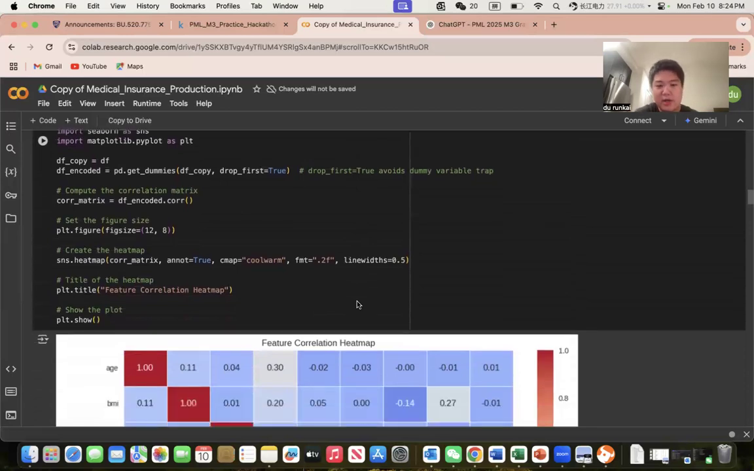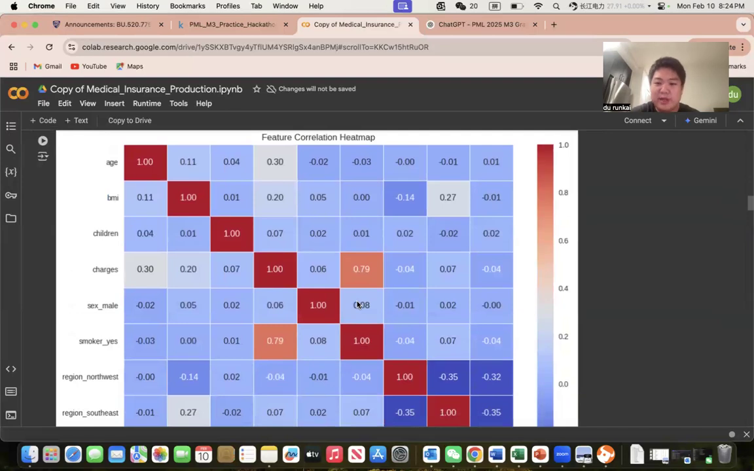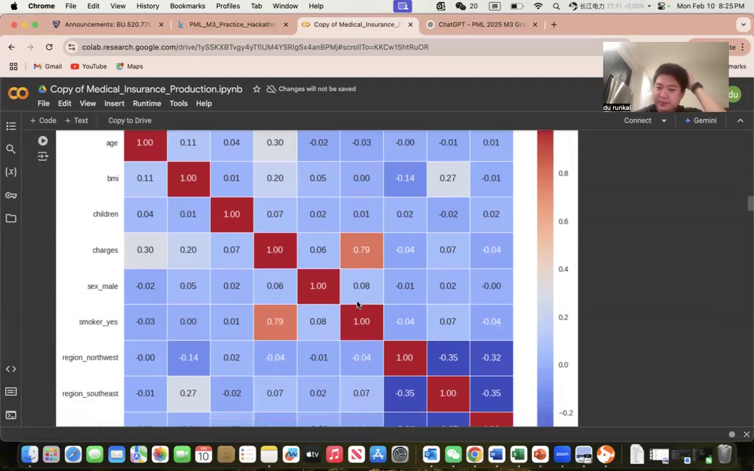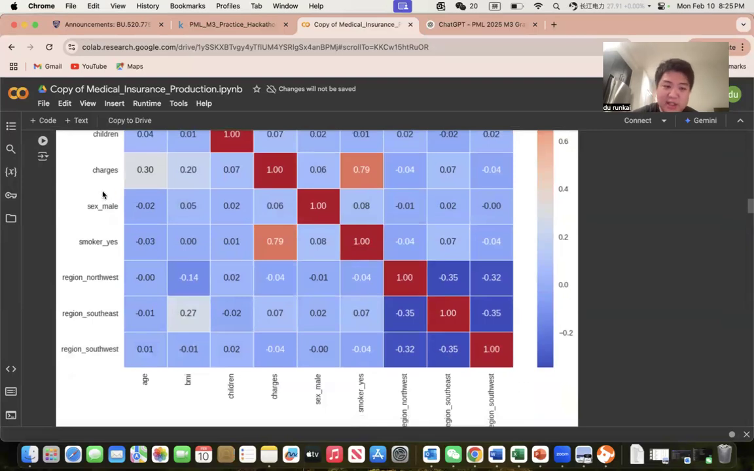And then we can look at the heat map. In the heat map, 1 represents a strong positive relationship, negative 1 means a strong negative relationship, and 0 means there is no correlation between these two factors. So obviously, charges has a really strong correlation with smoking, yes. So if a person smokes, the insurance charge will increase.